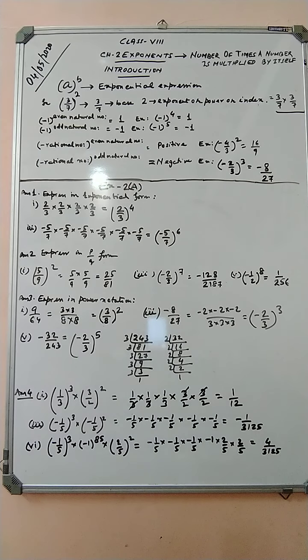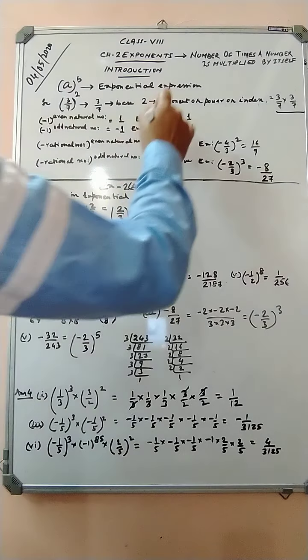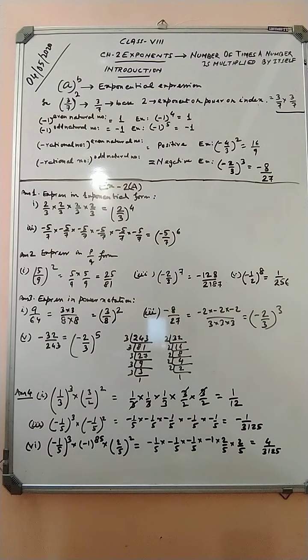Minus 1 to the power of an even natural number, the answer will be 1. That is, minus 1 to the power 4, 4 is an even number, so it is 1. And minus 1 to the power of an odd natural number is minus 1. So minus 1 to the power 5 is minus 1.